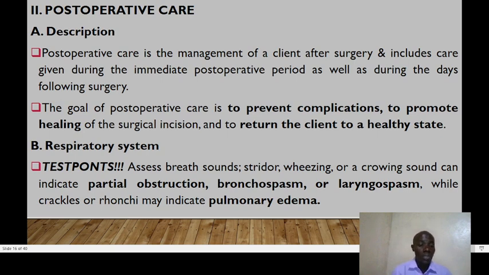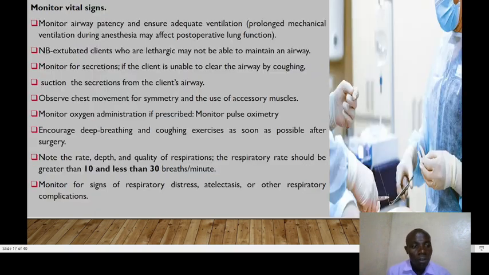So we start by looking at the respiratory system. Okay, you ensure that you assess the breath sounds. Stridor, wheezing, or crowing sounds can indicate partial obstruction or bronchospasm or laryngospasm, while crackles or rhonchi may indicate pulmonary edema, all of which are serious complications that have to be given the necessary attention.